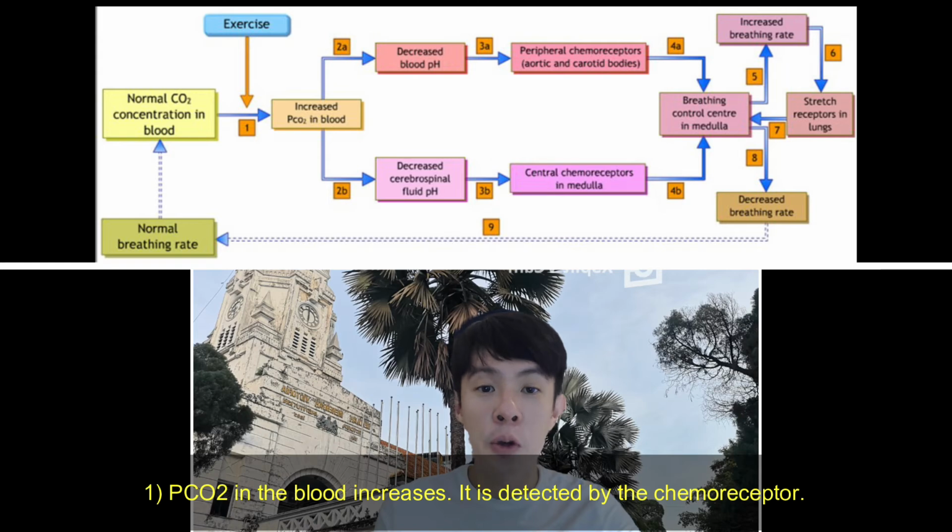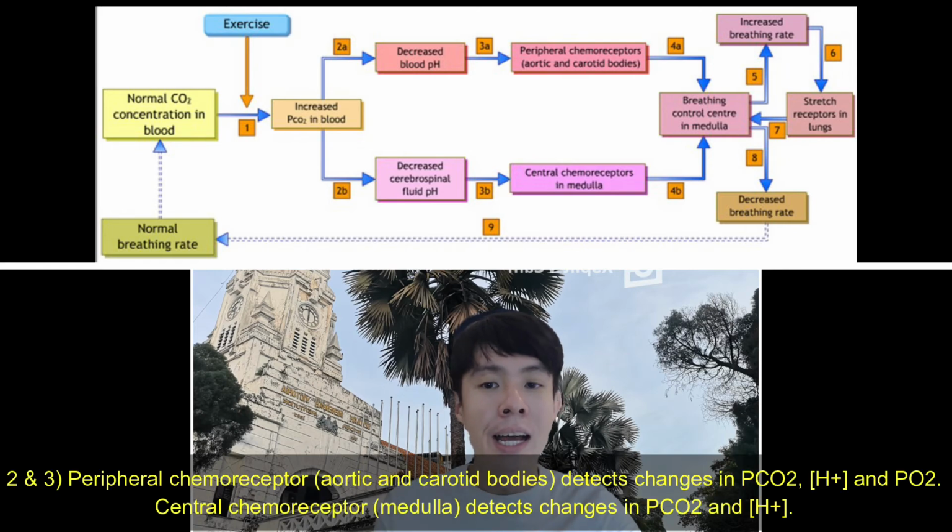Regulation of human breathing. Partial pressure of carbon dioxide in the blood increases. It is detected by the chemoreceptors. There are two chemoreceptors. A. Peripheral chemoreceptors, which are aortic and carotid bodies, detect changes in partial pressure of carbon dioxide, H plus concentration, and partial pressure of oxygen.